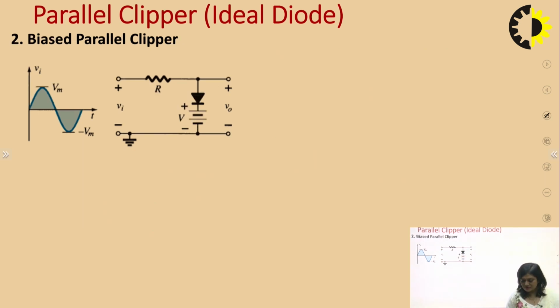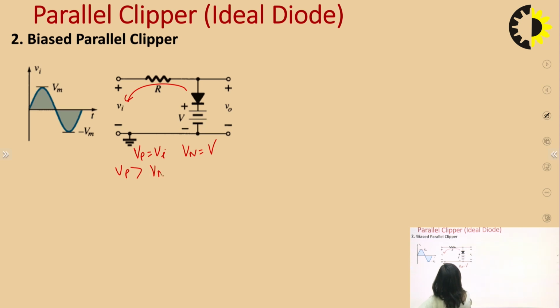Now this is a parallel clipper, but this is a biased parallel clipper. Because we have applied a battery here, how can we solve this question? We can see here the P plate is connected with this Vi. So Vp is Vi and Vn is V. So Vp is greater than Vn, means Vi is greater than V.